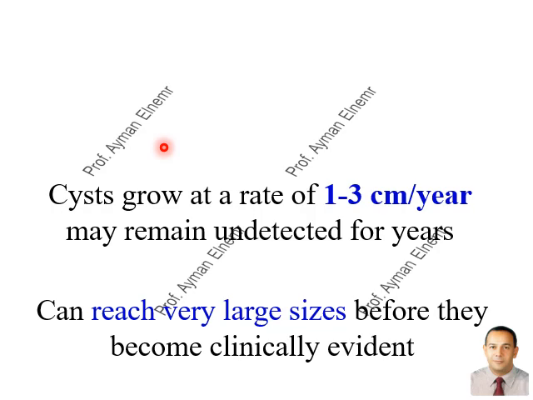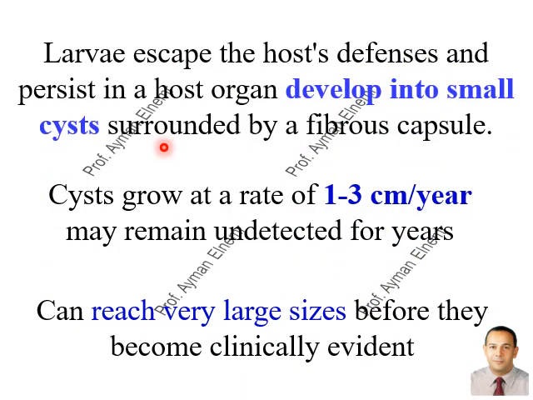The larvae escape the host defense and persist in a host organ like the liver, and develop into small cysts surrounded by a fibrous capsule. Cysts grow at a rate of 1 to 3 centimeters each year and remain undetected for years.